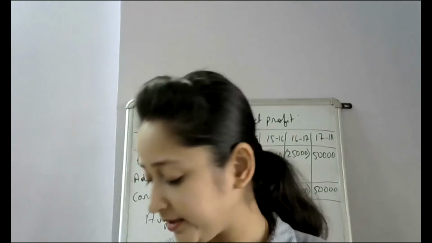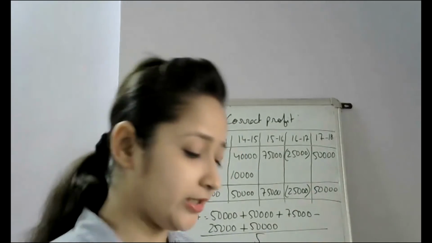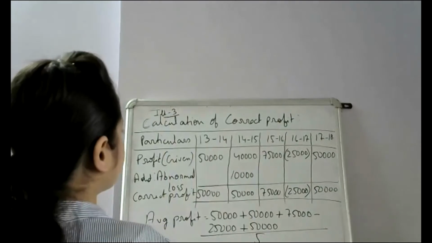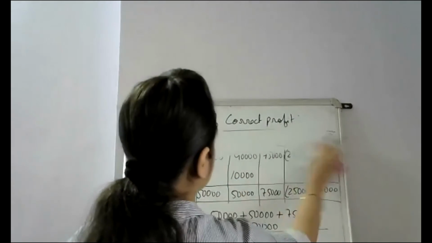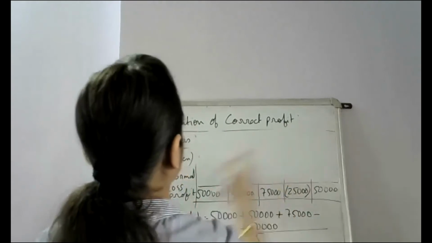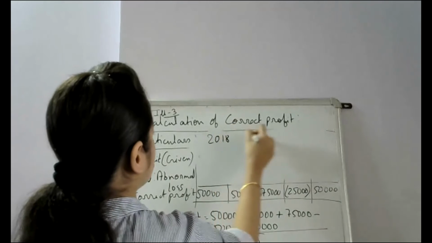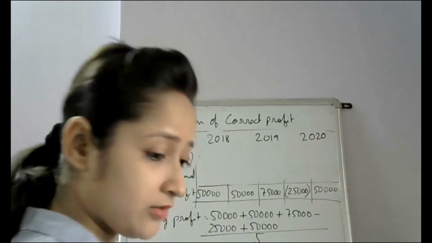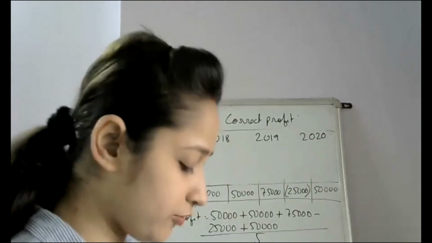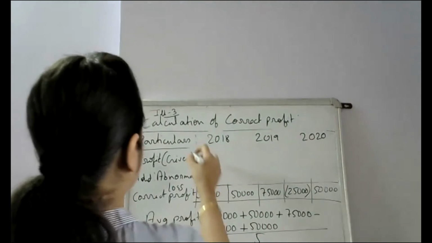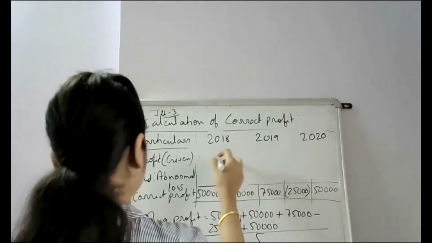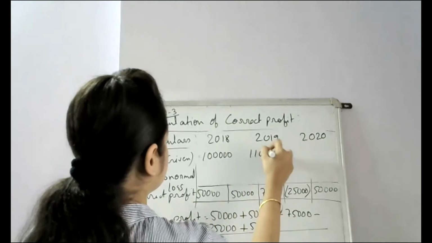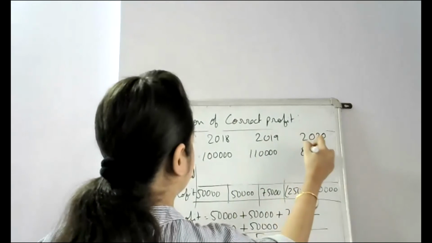So first we have to make the format. Write illustration 3. Calculation of correct profit. 2018, 2019, 2020. First copy all the profit given. Here 1 lakh, here 1,10,000, and here 85,000.